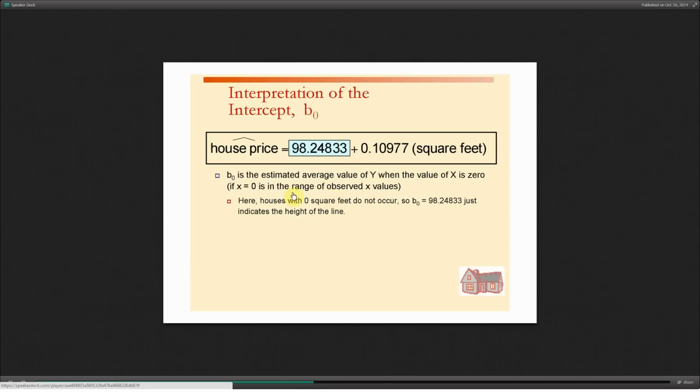So again, that's summarized by what I just said here. B0 is the estimated average value of y when x is 0, if x is in the range of the observed x values. But in our case, x equals 0, or 0 square feet, is not. So this just indicates the height of the line, or just an error correction term.